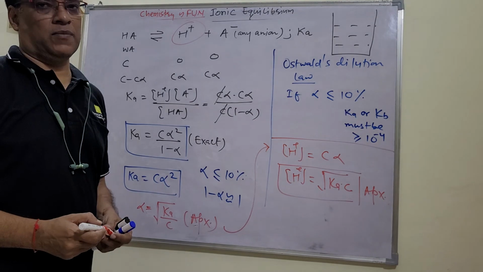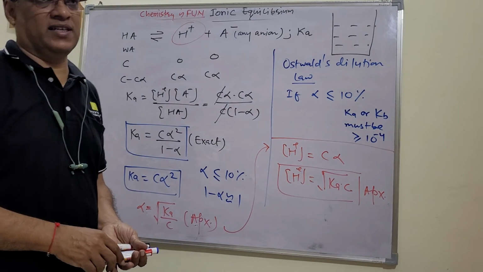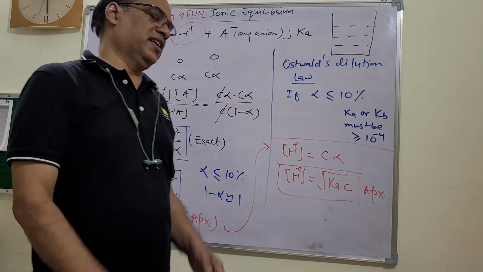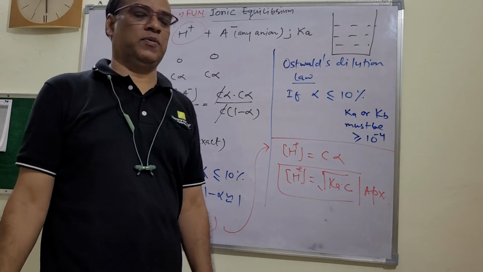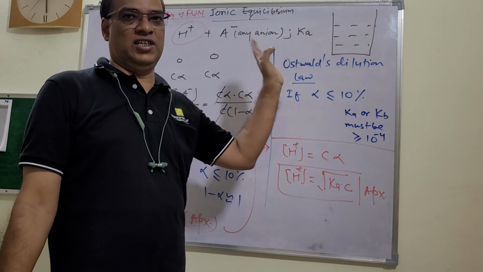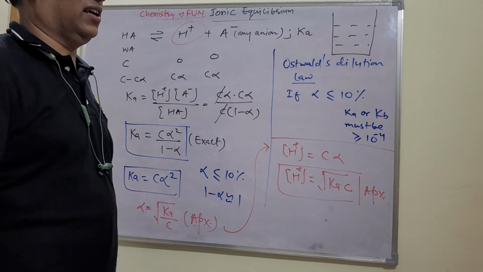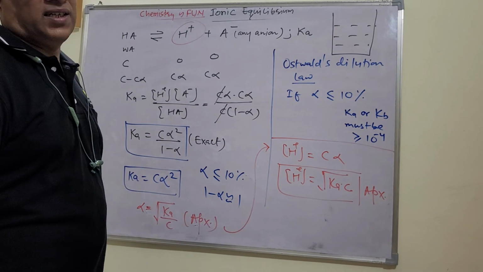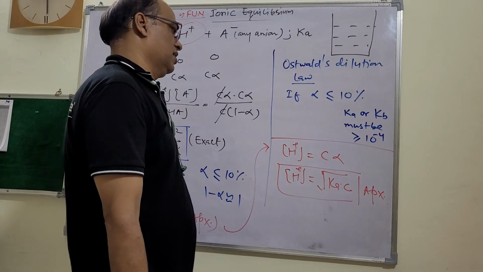Same thing: Ka, Kb of 10 to the power minus 3, be aware. Ka of 10 to the power minus 3, Ka of 10 to the power minus 2, the bell must ring in your head that it is a limiting case or a risky case. Got it?